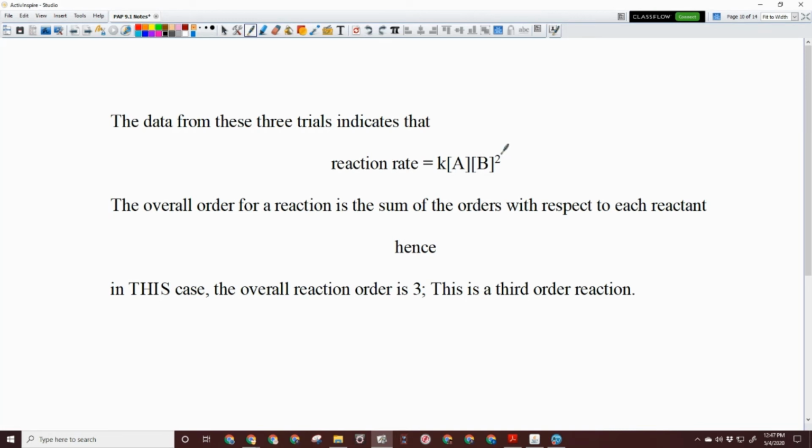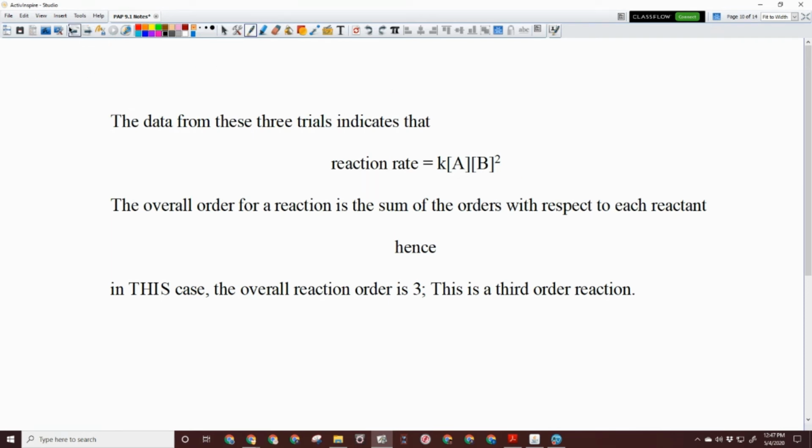B, 2. So the overall order for the reaction is the sum of the orders with respect to each reactant. So we're going to add 1 plus 2. In this case, for this reaction, the overall reaction order is 3. So this is considered a third order reaction. So that's how we get that.